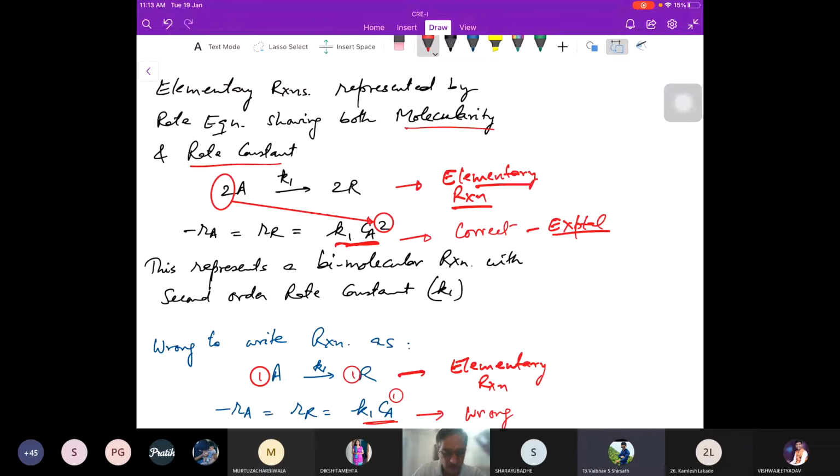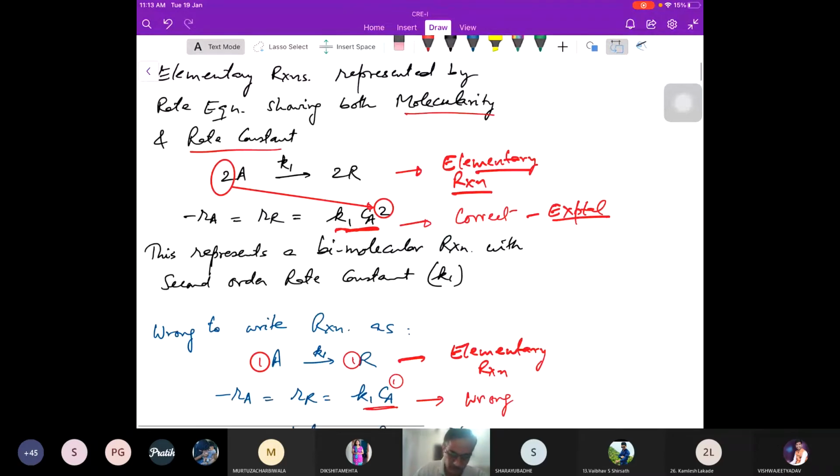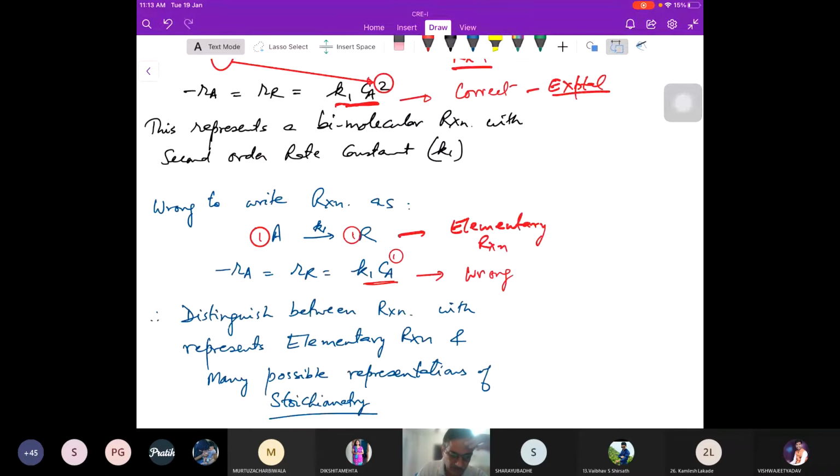Right? Now because this 2 and 2 are on both sides, somebody will say कि क्यों नहीं हम 2 से divide करते and write A gives R, right? बराबर. So if you write this as an overall reaction, then it's fine. If you write this as an elementary reaction, then it is wrong because you'll get a rate of reaction which is wrong. It will not match with experiments.